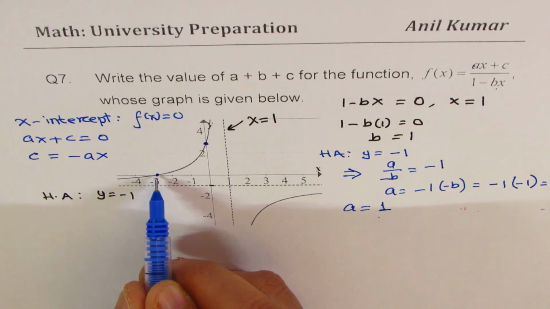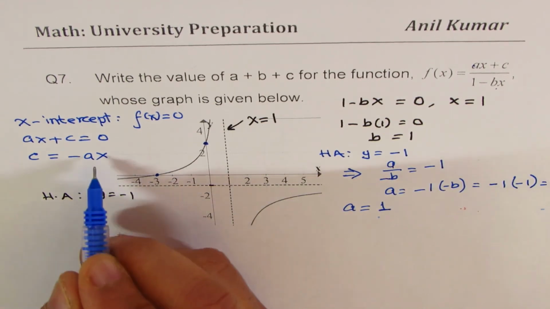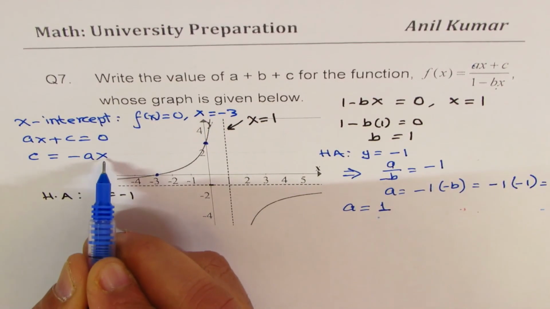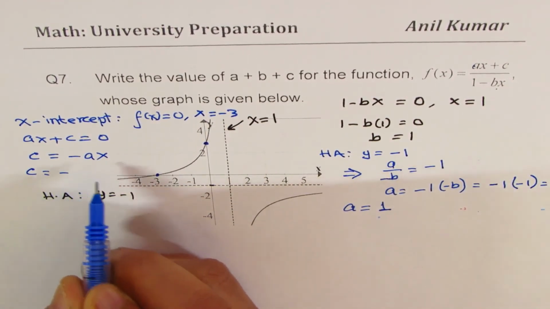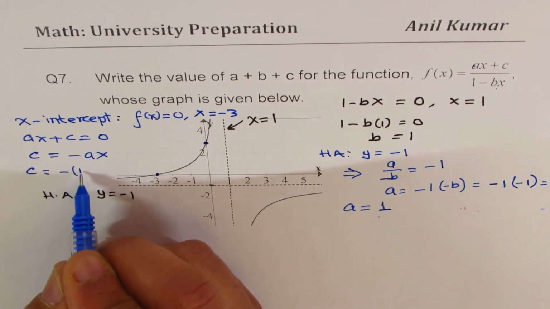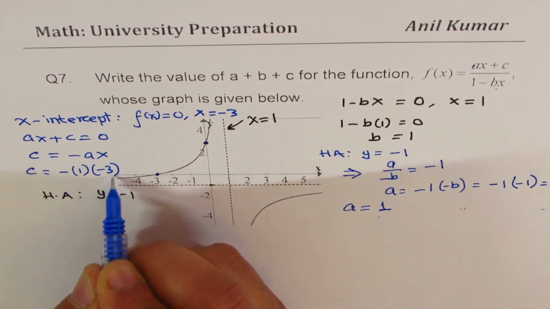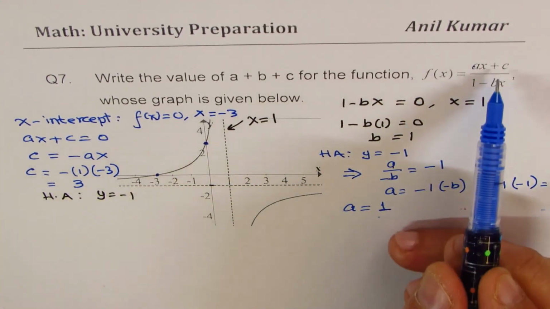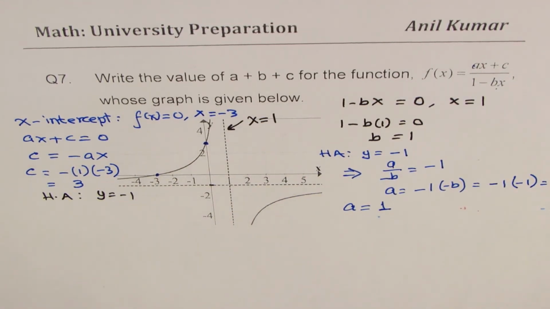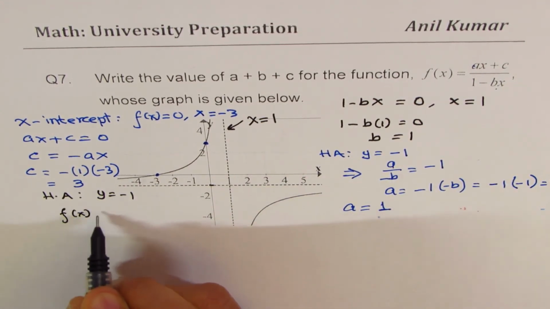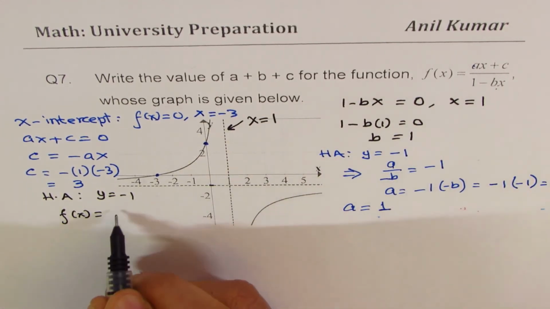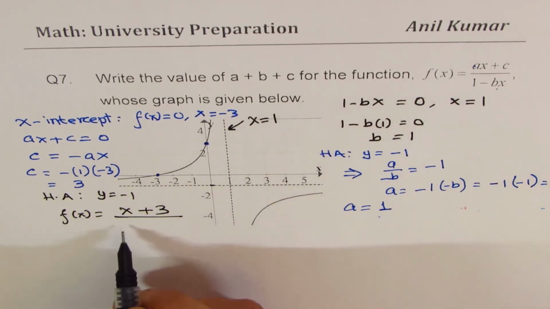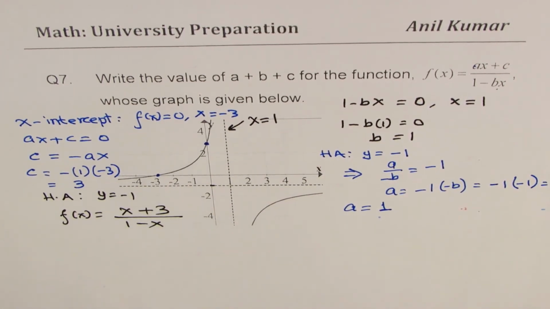Now we know the x-intercept is at minus 3, right? So x is equal to minus 3. We know at this point x equals minus 3. I'm substituting this here. We get minus a, whose value is 1, and the x value is minus 3. That gives us a positive 3 as the value of c. So now we know what c is. We can write down our function, which is like this. A is 1, so it is x, c is 3, so plus 3, divided by 1 minus x. That is your function, right?